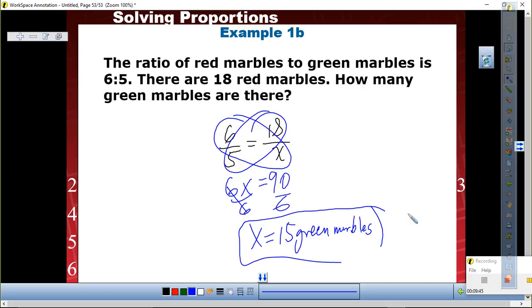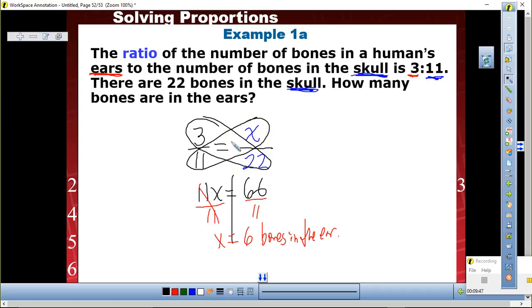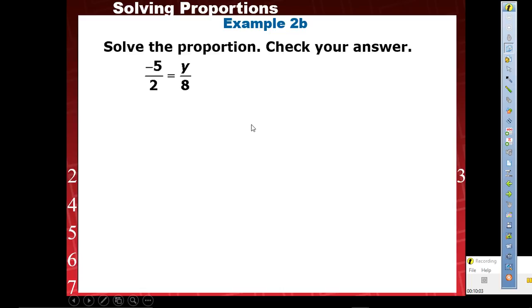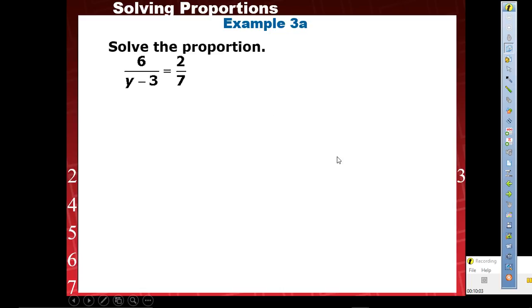What Hannah was saying is, look at the previous one. Once we have 22 here, 11 times 2 is 22, therefore 3 times 2 is what? 6. Yeah, we can do that in our noodle. But this is why I want us to practice the cross multiplication, because when we get to this one, copy this one. We're not going to be able to do that on this one, okay?